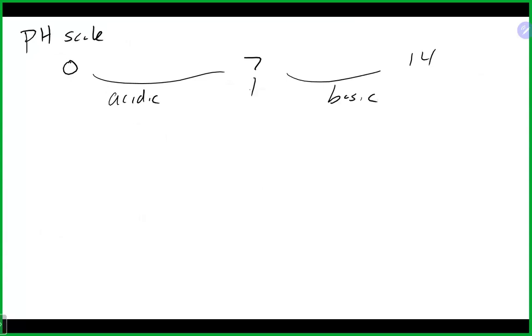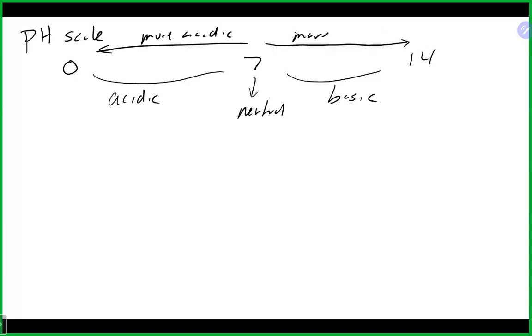With that, we got into a conversation about the pH scale. The pH scale runs from 0 to 7 to 14. Below 7 is acidic, above 7 is basic, and 7 is neutral. As we go from 7 towards 0, you become more acidic. Go from 7 to 14, you become more basic. And we can calculate the pH. The pH is going to be the negative log of the H plus concentration. Once again, you can also use H3O plus in there if you like.